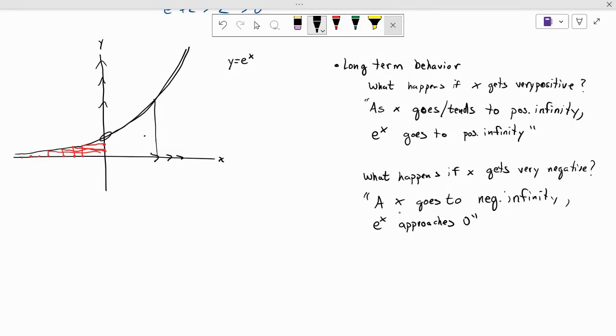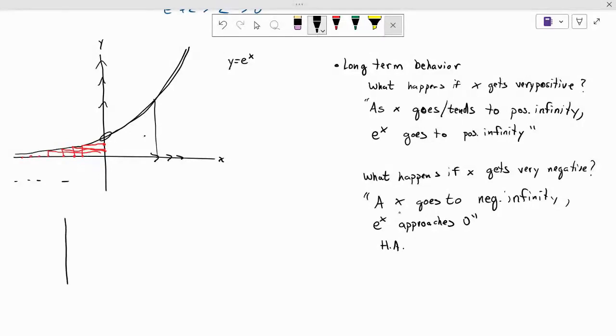So does the exponential function have a horizontal asymptote? Yes. And the horizontal asymptote is a horizontal line. And so what's the equation of that horizontal line? y equals 0.